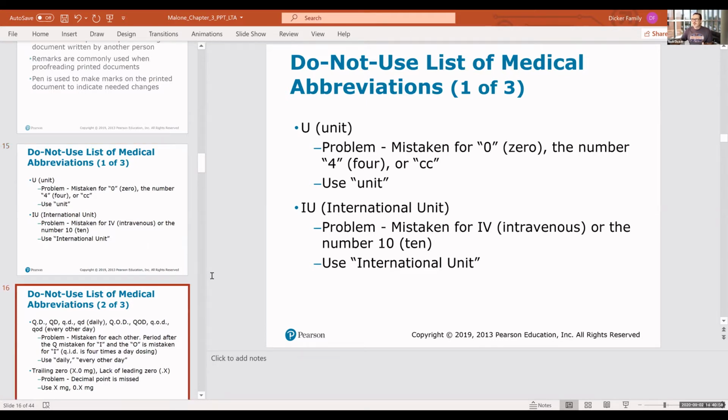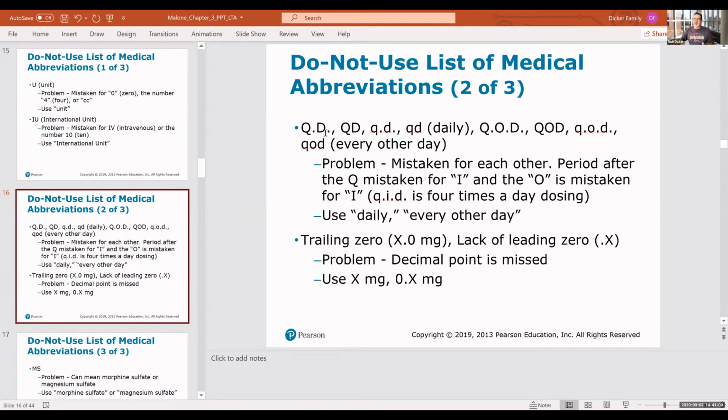Let's see what some others are. Things like QD and QID and QOD can oftentimes be mistaken for things. Like this one says, a period after the Q may be mistaken for QI, or the O is mistaken for an I, because QID means 4 times a day. But these things can be somewhat misinterpreted, so be careful with that.